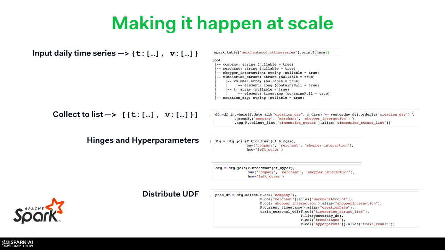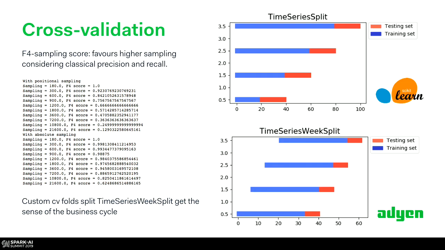Let me start with the cross-validation. Cross-validation of time series is not that simple. There are a few articles out there, and we couldn't really reuse what comes out of scikit-learn. We had to come up with our own time series split, which we named time series week split. This is how we do the folds. I think the way we do it is very graphical.